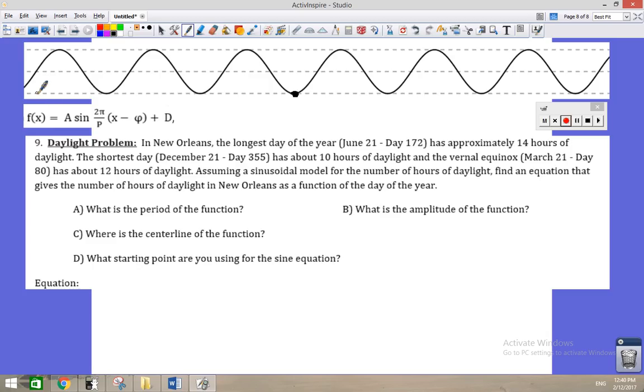Let's have our min as 10 hours of daylight. Our max is 14 hours of daylight. So our center line is 12. Alright, now for the period, we're going to assume, since this is on a calendar day, that the period is 365 days.